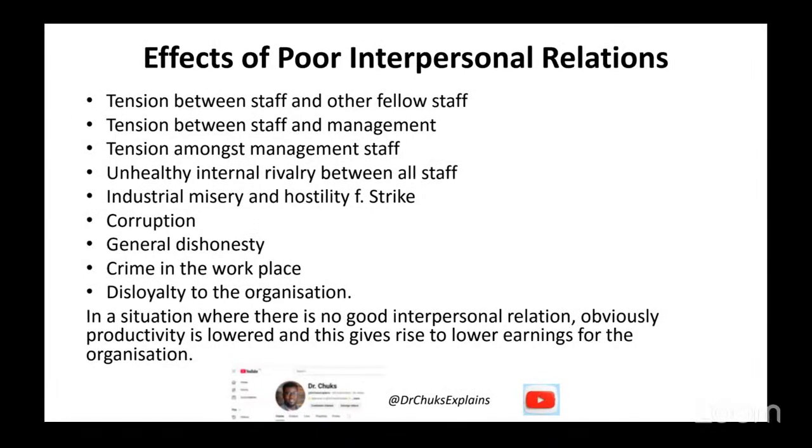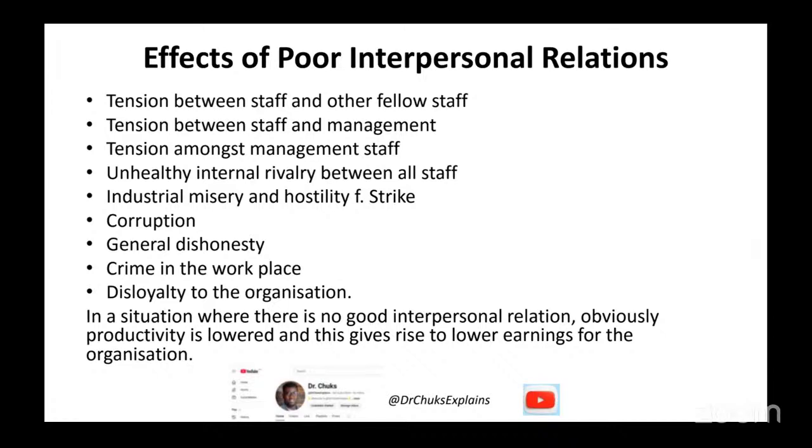Now, what are the effects of poor interpersonal relations? The first effect is that you will observe tension between staff and fellow staff, because there is no proper interpersonal relationship in a team. The second is tension between staff and management. Then you also observe tension amongst management staff. There's no cooperation and poor communication exists, and that can build poor interpersonal relations at that level.